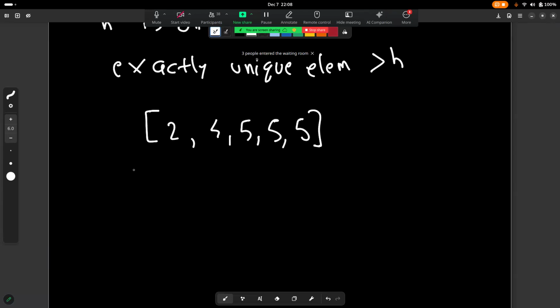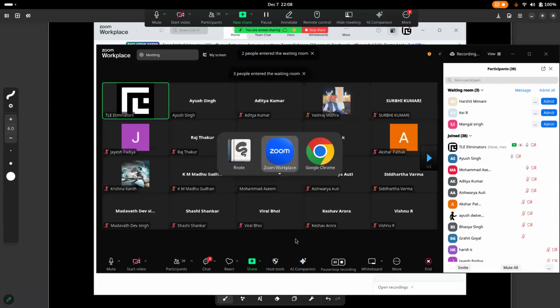In this array, actually, every h that is greater than or equal to 4 is valid. But let's consider the value of h equal to 4. When we consider h equal to 4, this is a valid h value because every element which is strictly greater than h is only 5, and there is exactly one such element.